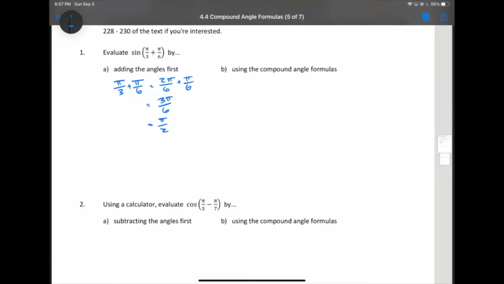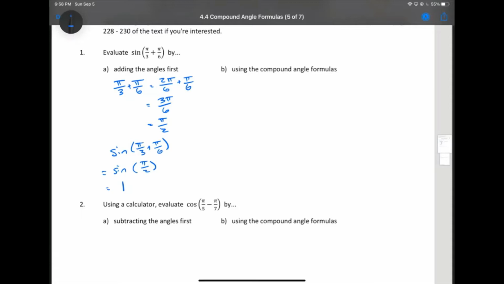Okay, well that's not too bad then. Sine of pi over 3 plus pi over 6 equals sine of pi over 2. And pi over 2 is, again, just 90 degrees. Sine of 90 degrees is 1. So in this case, it was fairly easy to just add the angles together and then figure out what the sine of that sum was.